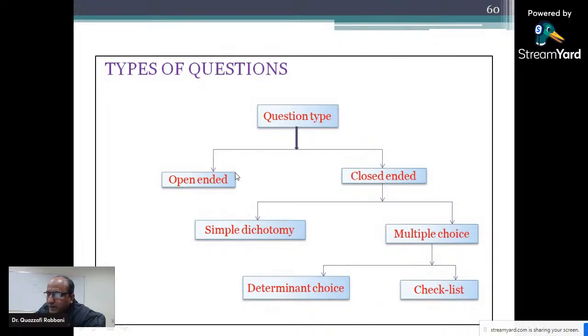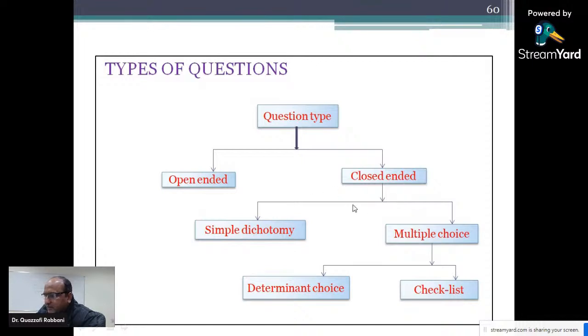In open-ended, the respondents are free to give the answer with their own choice, in their own language. Closed-ended is one in which the options are provided to the respondent. Closed-ended is also divided into two ways, simple dichotomy and multiple choice. Multiple choice is also divided into determinant choice and checklist.